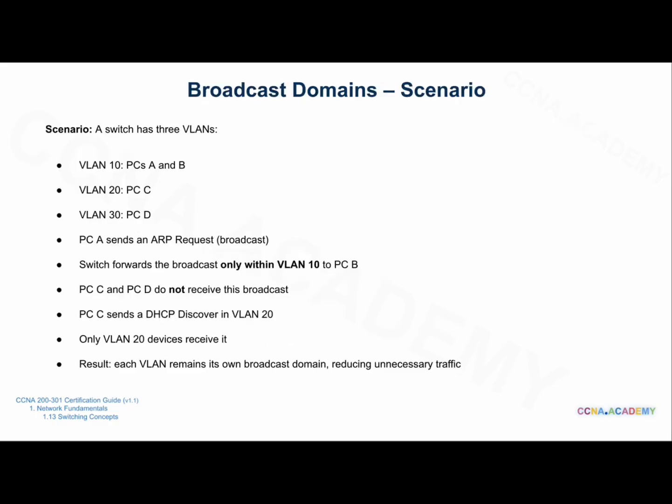Picture a switch that has 3 different VLANs defined. When PCA in VLAN 10 sends an ARP request, only devices in that same VLAN receive it. In this case, just PCB. Devices in VLAN 20 or VLAN 30 never see that broadcast. The same happens when PCC in VLAN 20 sends a DHCP discover. Only devices in that VLAN respond. This setup keeps each group of devices isolated and prevents unnecessary broadcasts from crossing into sections of the network where they don't belong.